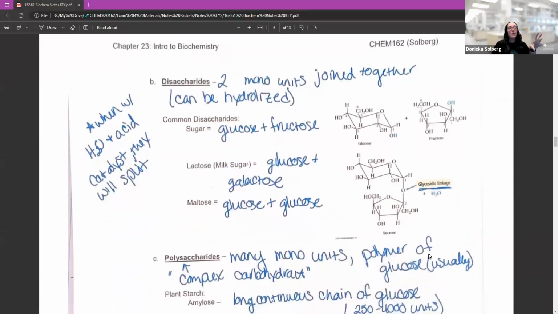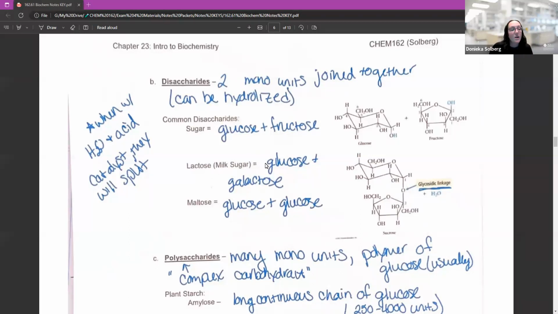Okay, so we started with monosaccharides. Now we're going to go into bonding those together, making disaccharides and beyond. So a disaccharide would be when you have 2 monosaccharide units joined together, okay, 2 sugars. Now that means that it is something that could be broken down. It can be hydrolyzed. It can be broken into the 2 separate monosaccharides. Okay. Very common disaccharides that we see all the time are sugar. That is a combination or a bonding of a glucose molecule and a fructose molecule.